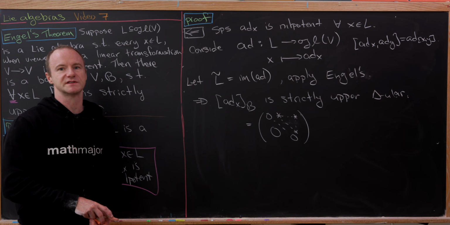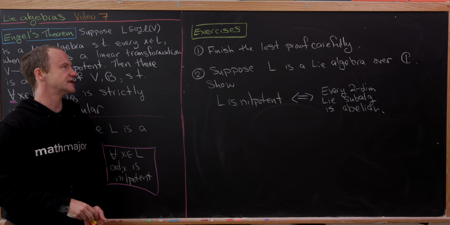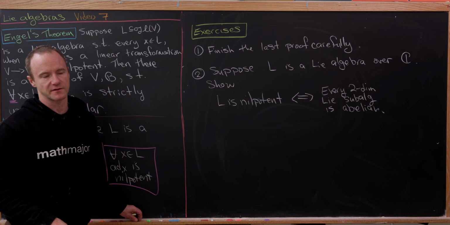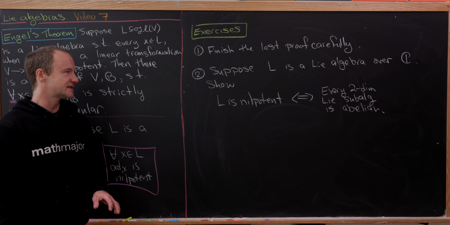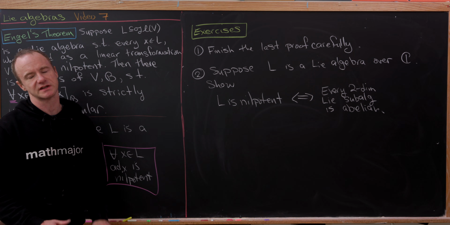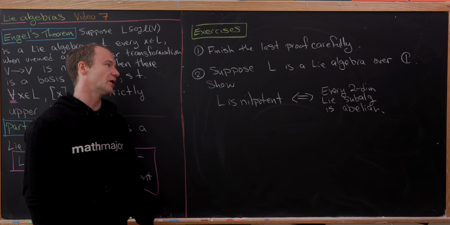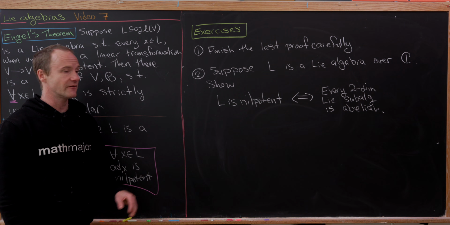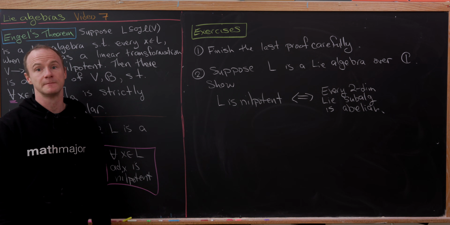Now I'm going to leave you with some exercises. Okay, so now two exercises. The first is to finish the last proof carefully, so this bit about pushing the zeros up and right. For the second one, suppose that L is a Lie algebra over the complex numbers, so that's our base field. Then show that L is nilpotent if and only if every two-dimensional Lie subalgebra of L is abelian.